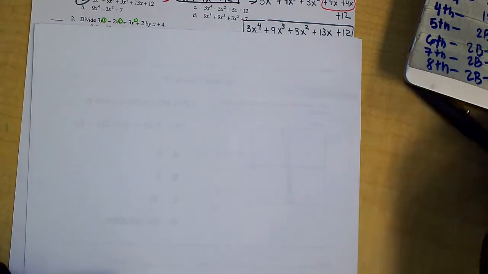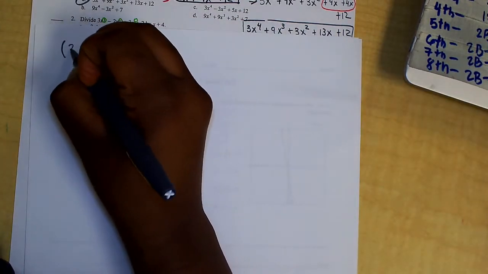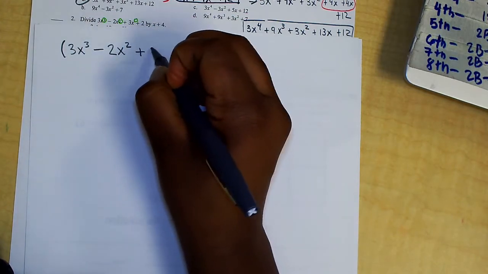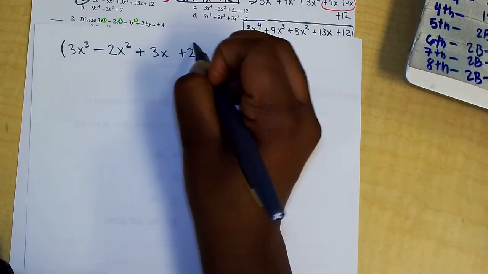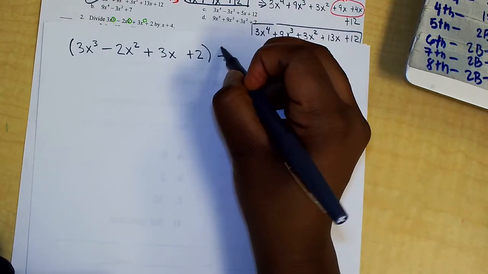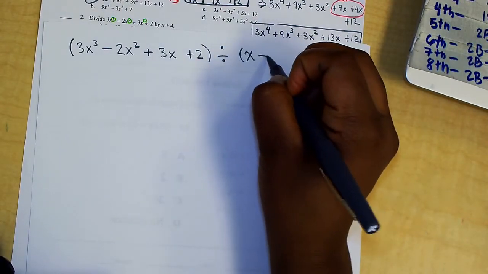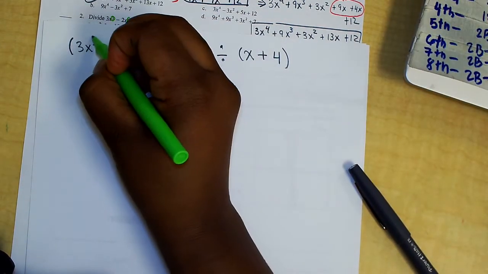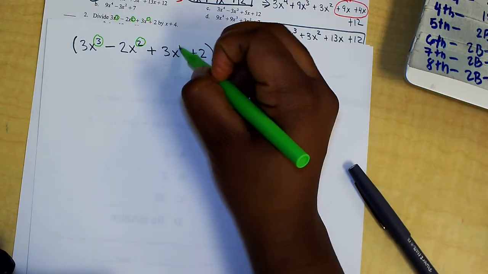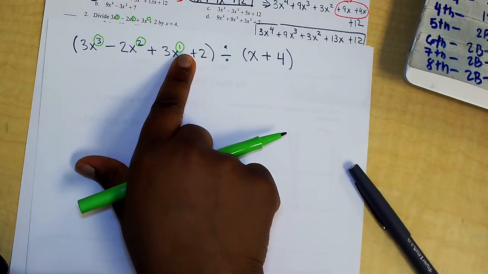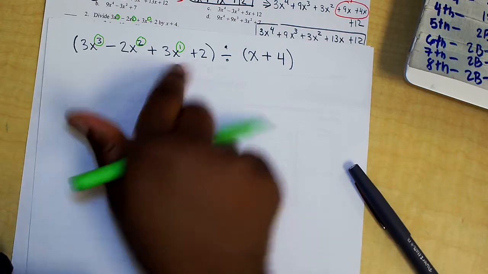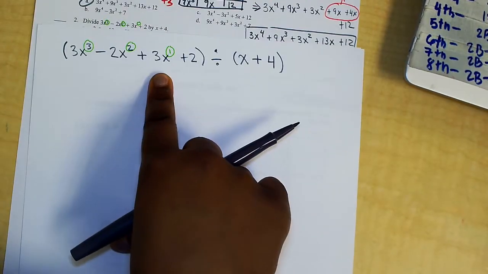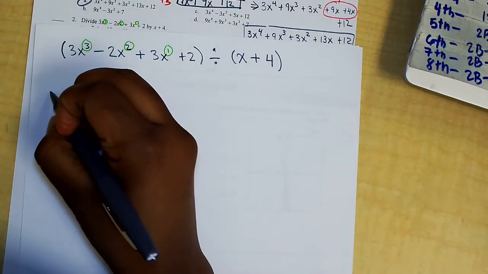So for number 2, we have 3x cubed minus 2x squared plus 3x plus 2 divided by x plus 4. So what I was saying was we're going to check our exponents to make sure that they are going in order and we're not missing any in between. I see that I'm not. Now, if I was, then I would have to put a placeholder there, but we don't have that problem here.